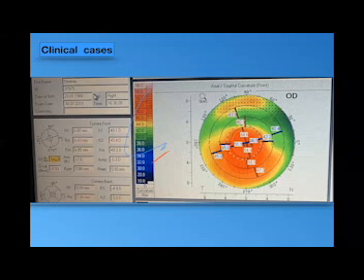Okay, before I go to the clinical cases, any question about the pachymetry map? Hello, guys?